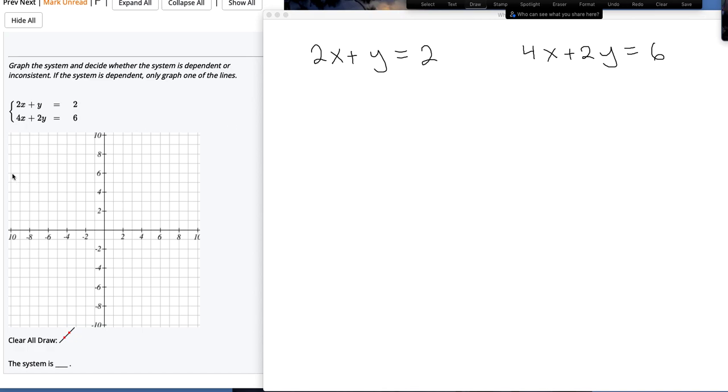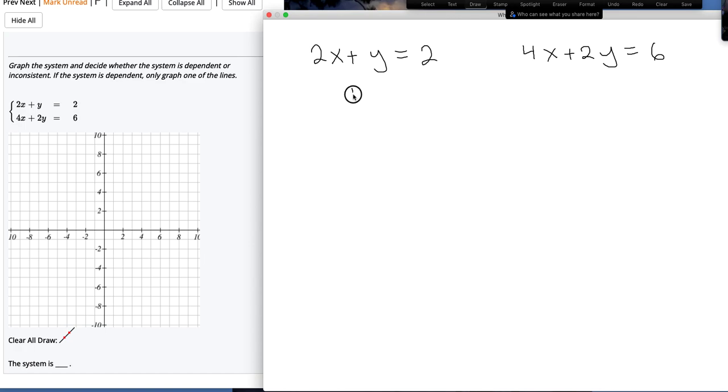Okay, so for this one, we were supposed to graph these and then determine if it's dependent, which means it's the same line, or inconsistent, which would mean it was parallel lines. So these equations are what's called standard form. The x and y is on one side, and then there's a constant on the other. So from there, there's kind of two different ways we can go.